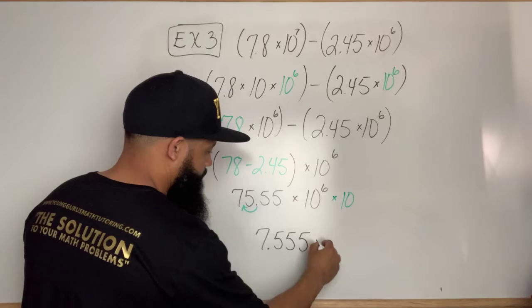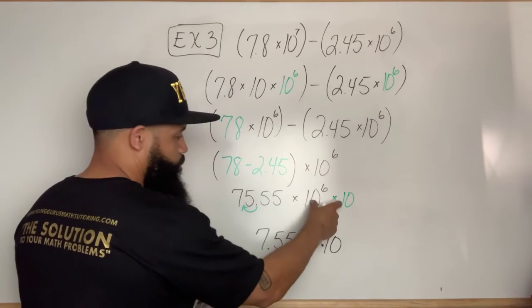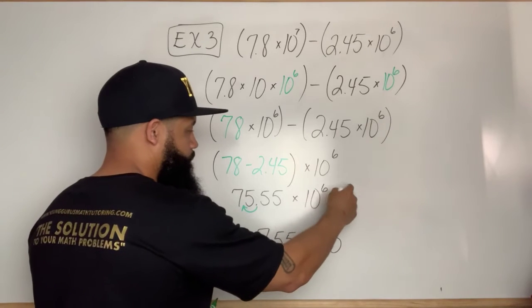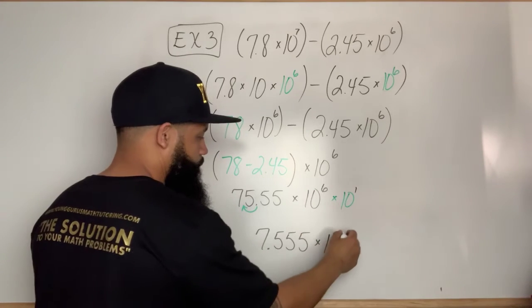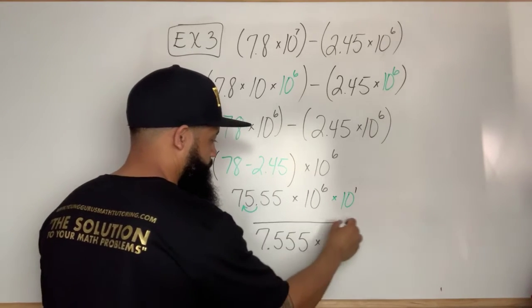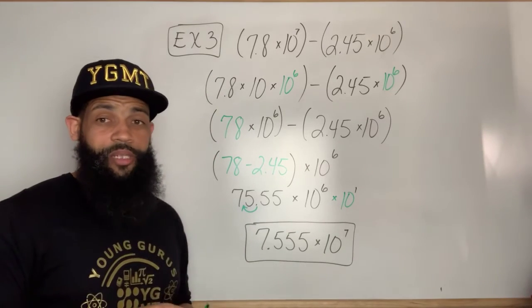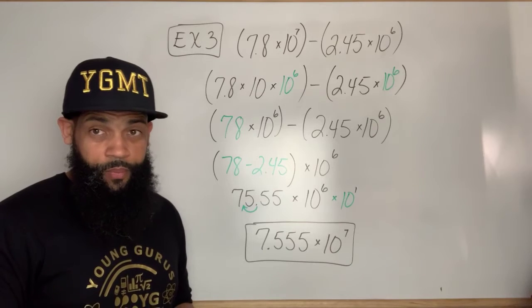7.555 times 10 to the, remember they have the same base. If we're multiplying, we add exponents. So 6 plus, there's an understood 1 there. It gives me 10 to the 7th power. All right, so 7.555 times 10 to the 7th power.